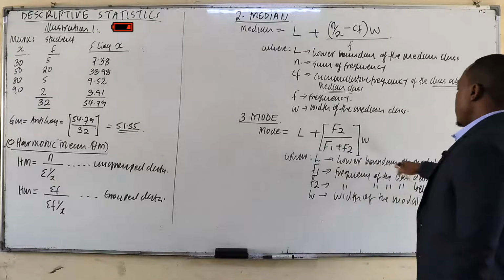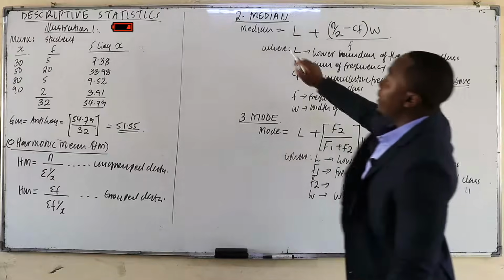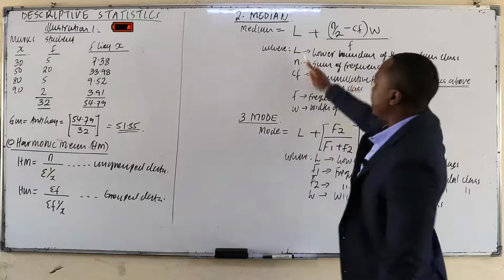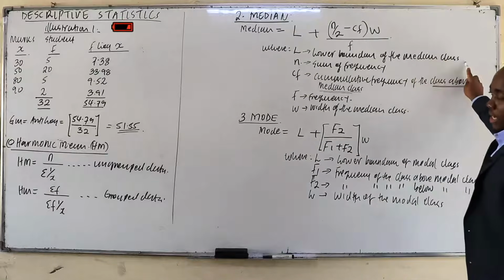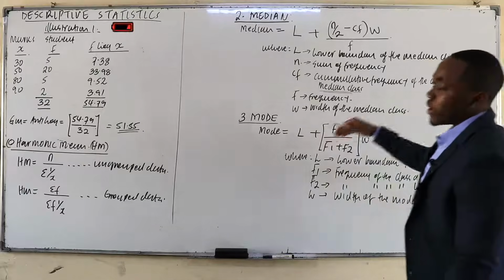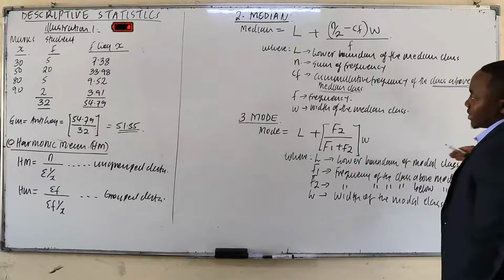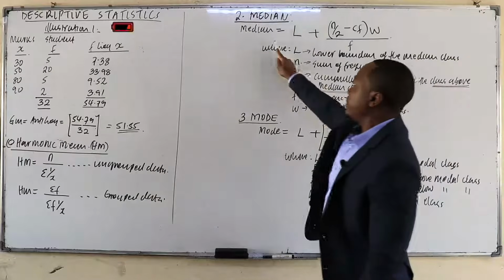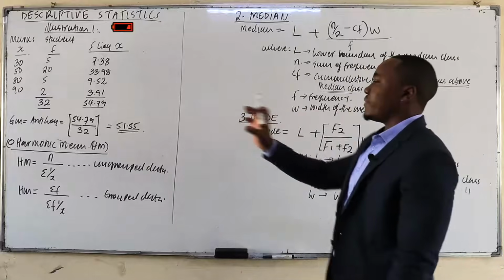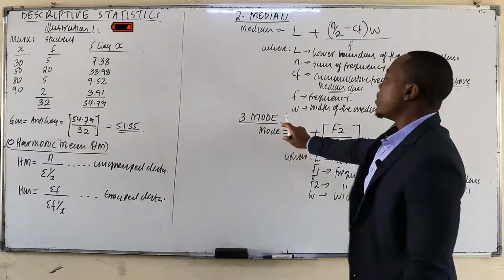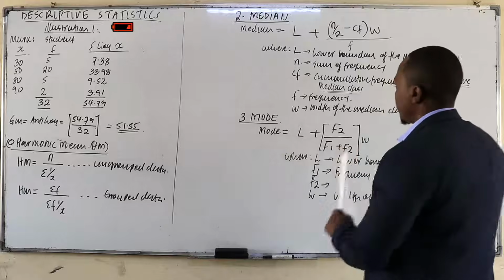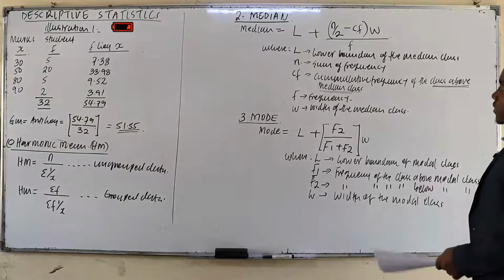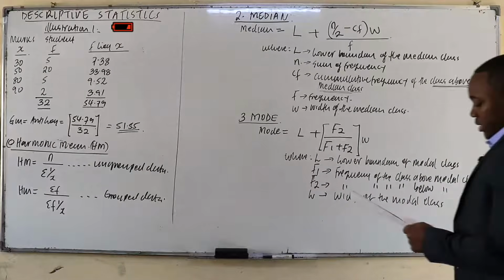L is the lower boundary of the model class. But for median, both formulas have L. L is the lower boundary of the median class. When you're computing the mode, it will be the lower boundary of the model class. The median is the one which is on the average, in the middle. Mode has a lot of repetition, we have the highest number. So that's one of the best ways of differentiating between the median and the mode.